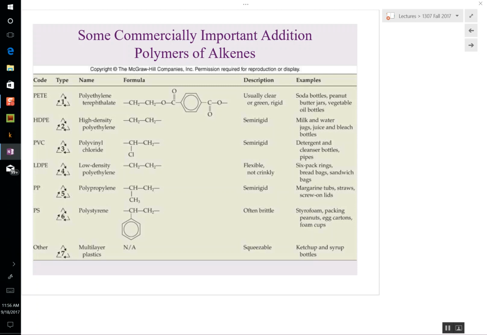It might be on the side, but these triangles are telling you what that plastic is. One is polyethylene terephthalate, which is what your water bottles are. Those are PETE plastic, polyethylene terephthalate. Now here is low-density polyethylene. So that's the one we were just talking about. Bread bags, sandwich bags, high-density polyethylene, milk and water jugs, juice and bleach bottles, high-density polyethylene.